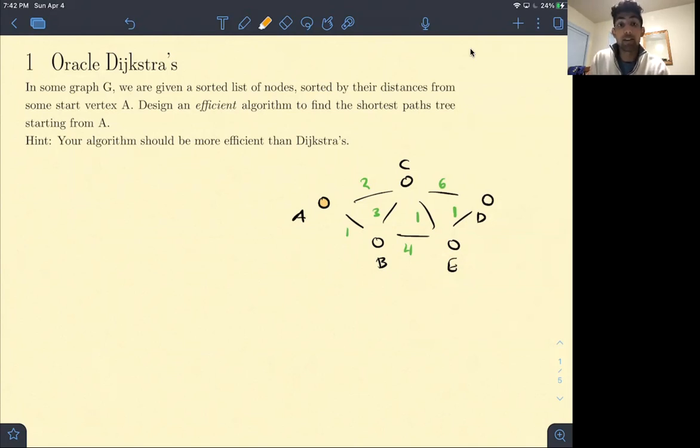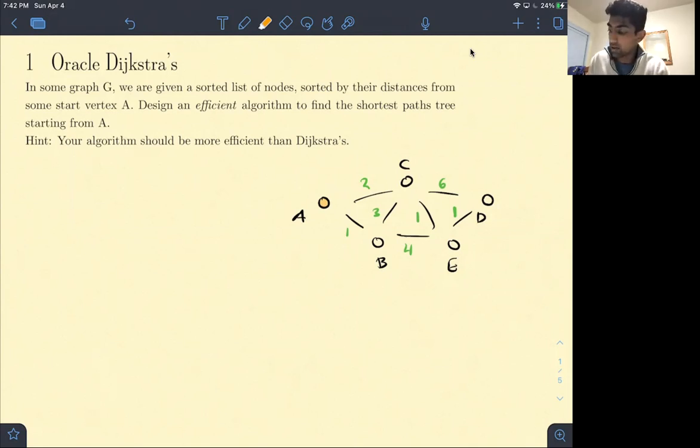In some graph G, we are given a sorted list of nodes sorted by their distances from some start vertex A. Design an efficient algorithm to find the shortest path tree starting from A. And our hint is our algorithm should be more efficient than Dijkstra's.